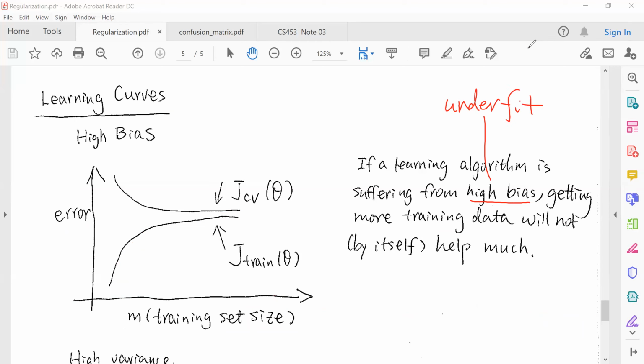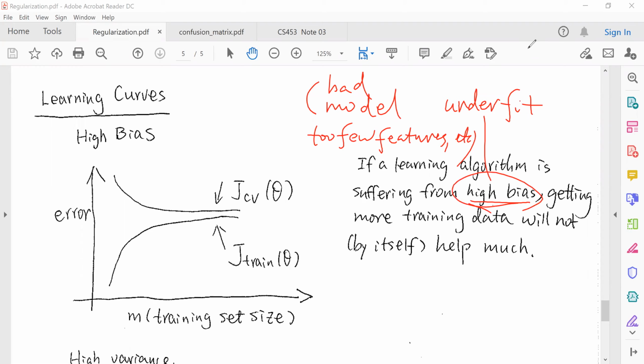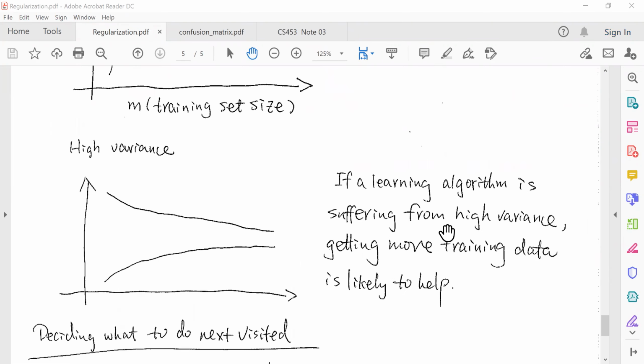And generally, underfit is caused by what? It is caused by a bad model. It may be caused by too few features, etc. So that's called underfit due to high bias. Okay, so that's underfit.